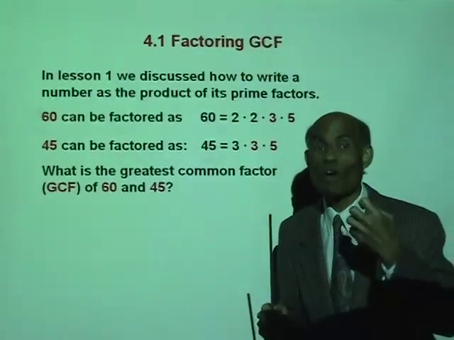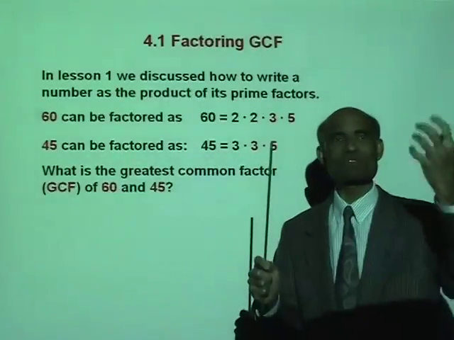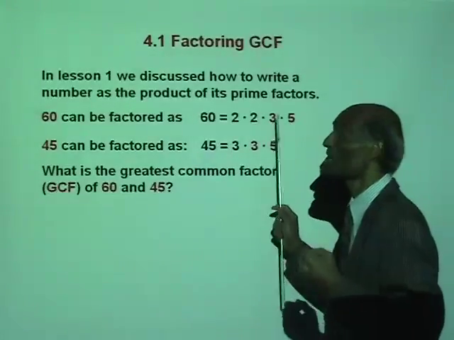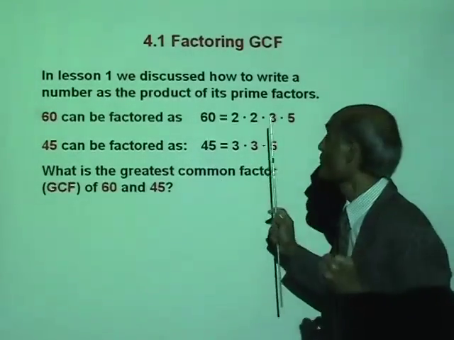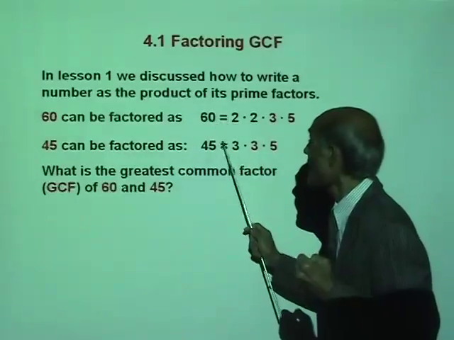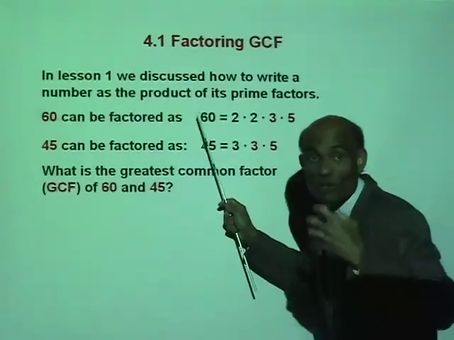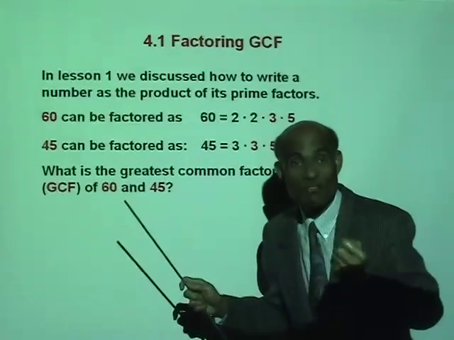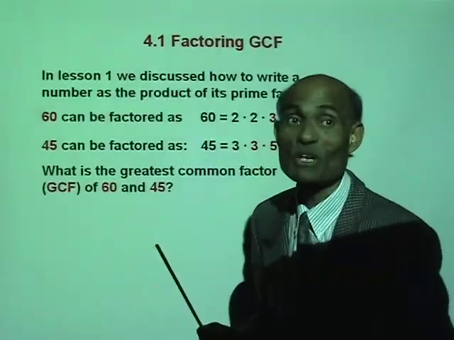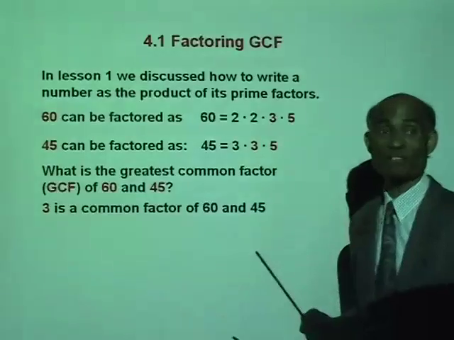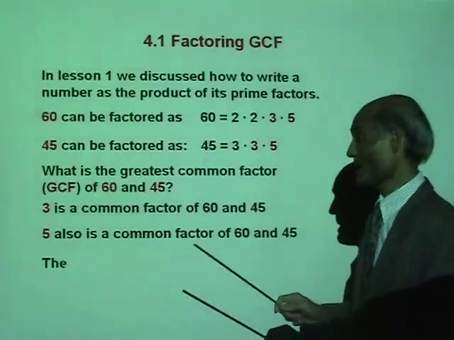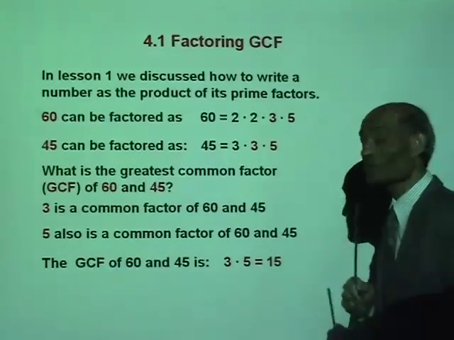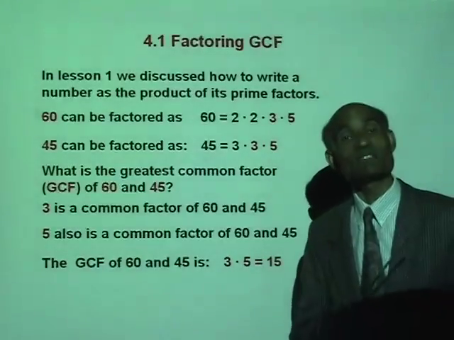Well, therefore, what is the greatest common factor? If you look at this, 3 times 5 is 15. So, 15 is a factor of 60. 15 is a factor of 45 also. And so, what is the greatest common factor? Well, the greatest common factor, therefore, is 3 times 5, that is 15.